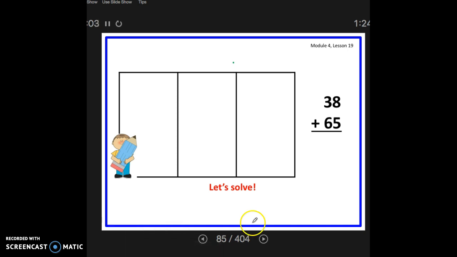Okay, hopefully you were able to solve this, and the first thing we have to do is build 38. So 10, 20, 30, 31, 32, 33, 34, 35, 36, 37, 38. Okay, so I built 38 and then I had to build 65. 10, 20, 30, 40, 50, 60, 61, 62, 63, 64, and 65.